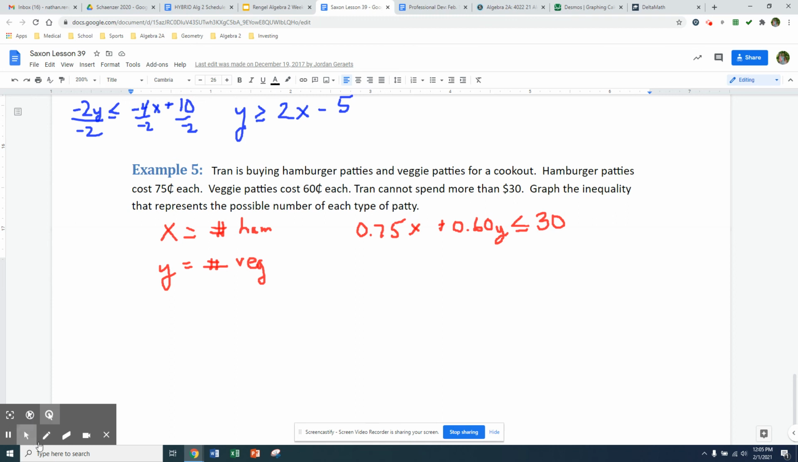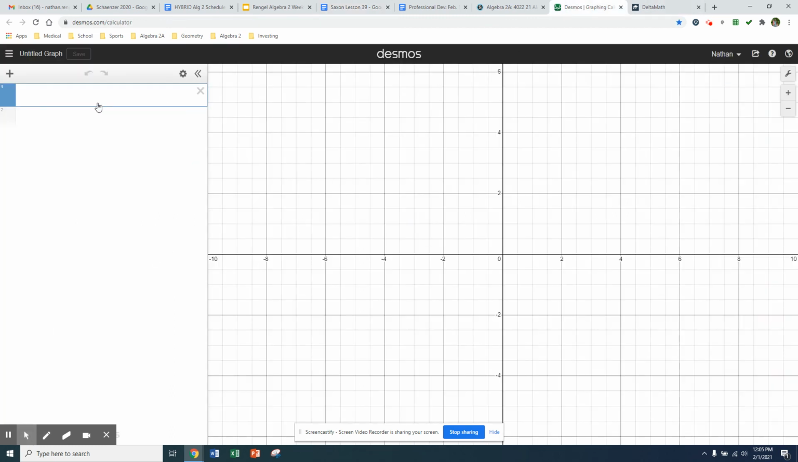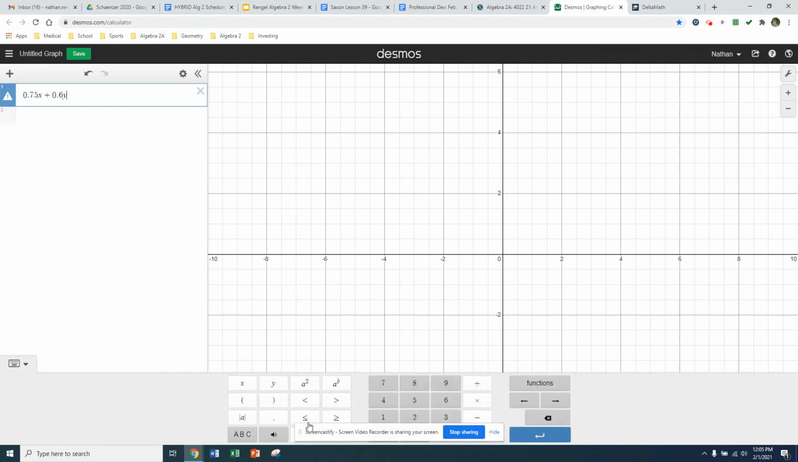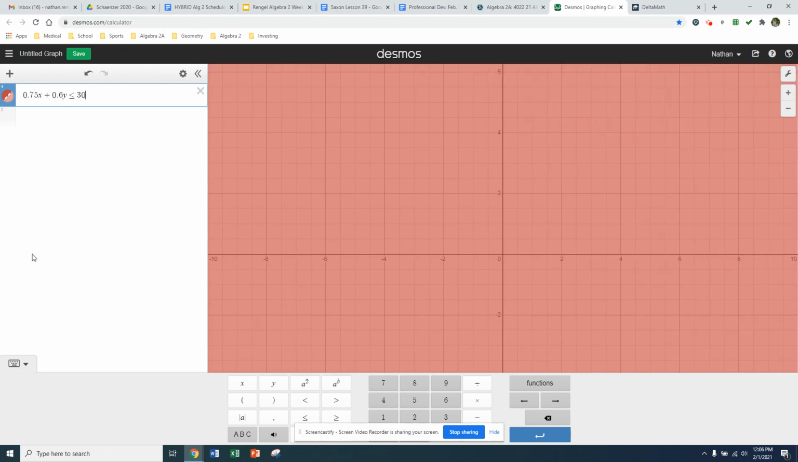Now I'm going to head over to Desmos and I can start to put that in. The nice thing about Desmos is you do not need to put them into slope-intercept form. So there's my representation of both patties, 0.75x plus 0.60y, or just 0.6y. And then to get into the less than or equal to, you'll have a little option for a keyboard down here, and we're going to go less than, has to stay less than or equal to 30. And there would represent then our solutions.